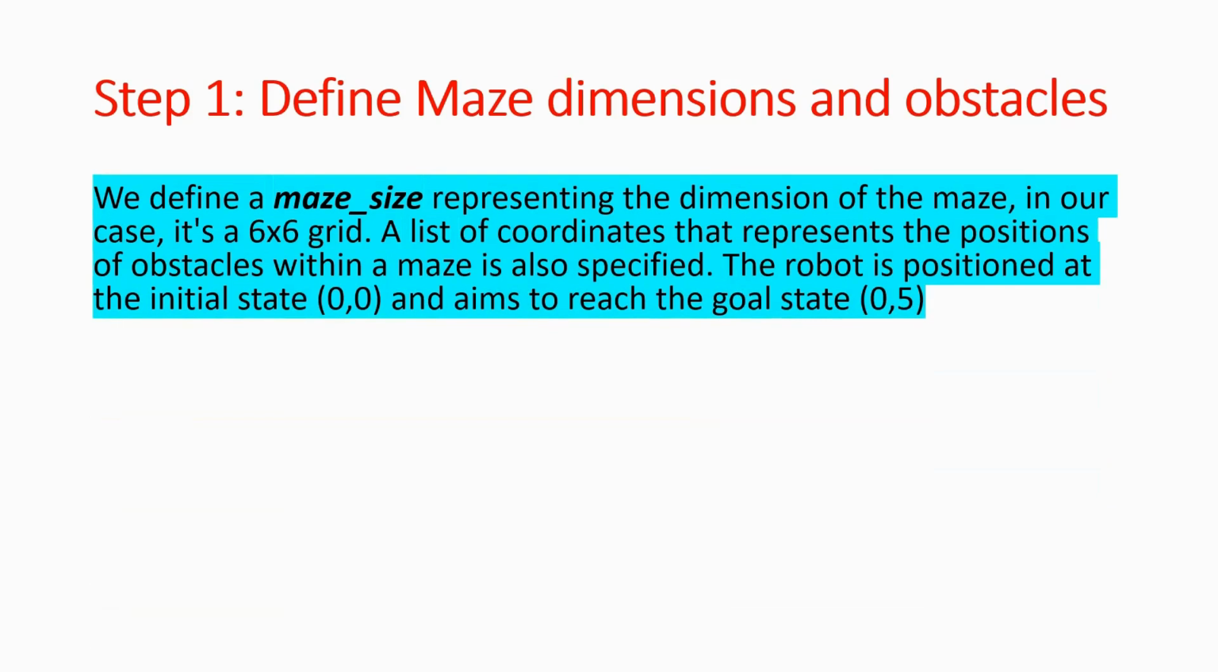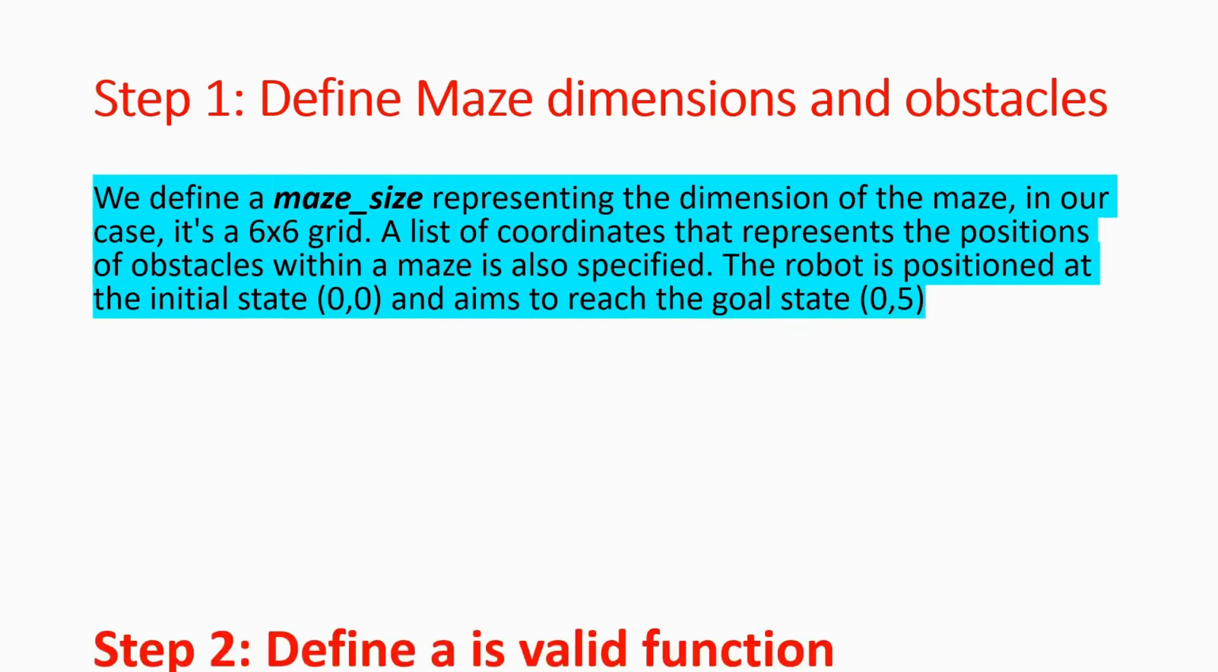So it's telling the maze. The maze is defined as a 6 into 6 grid. This means the coordinates will range from 0, 0 to 5, 5, right? The robot is to move from 0, 0 to 5, 5. Obstacles is nothing but a list of coordinates representing the obstacles, right? These are cells the robot cannot move into. Robot position: the robot starts at the starting state 0, 0, and the goal to reach is 0, 5. This is the state the robot has to reach.